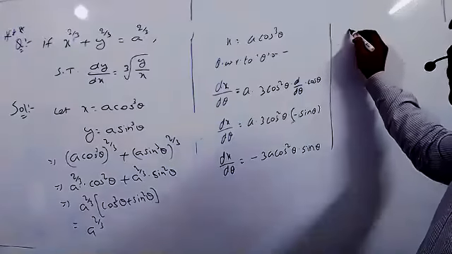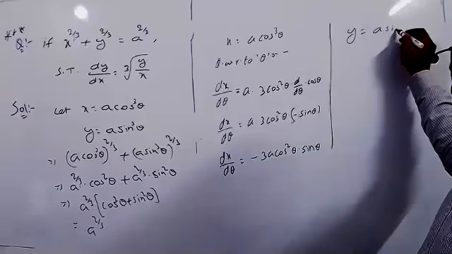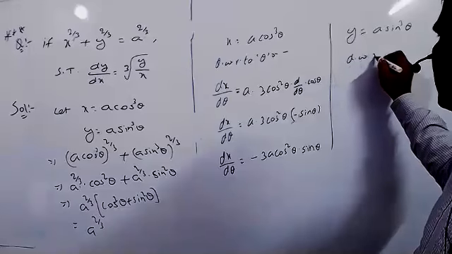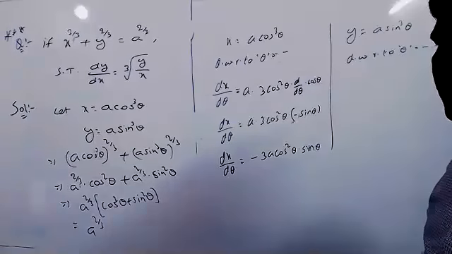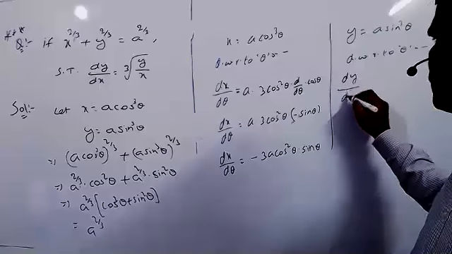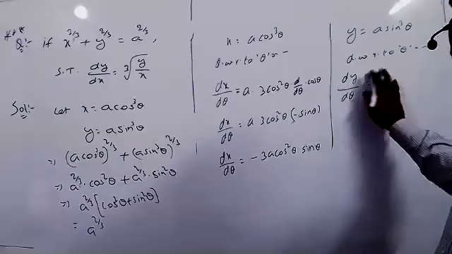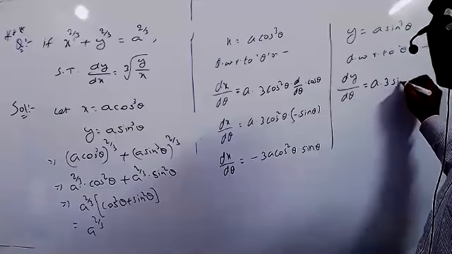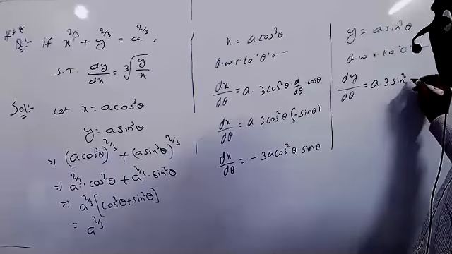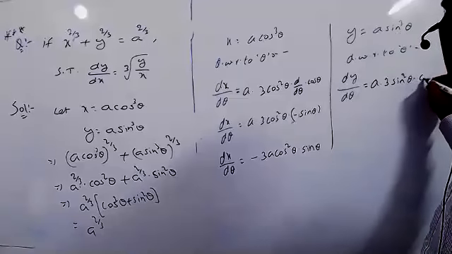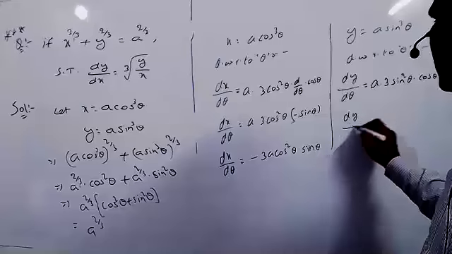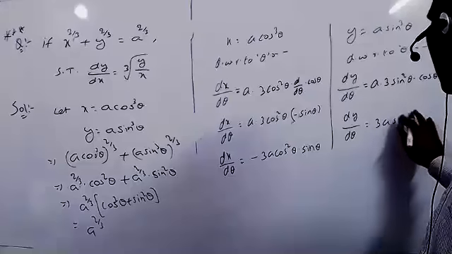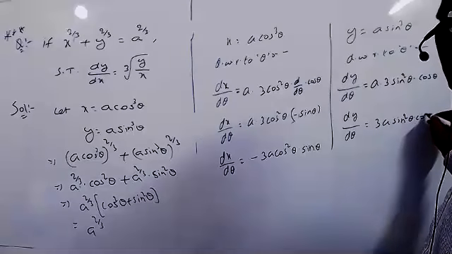Now we can take y. So y equal to a sin cube theta. Here also you can differentiate with respect to theta on both sides. So dy by d theta equal to, again same thing, a is the constant value. Differentiation of sin cube theta equal to 3 sin square theta into differentiation of sin theta, you can write cos theta. So dy by d theta equal to 3a sin square theta into cos theta.